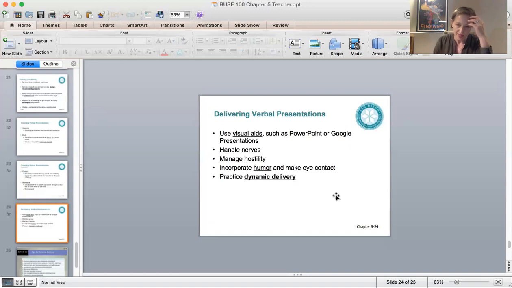Research says that being a little bit nervous actually helps speakers make better presentations. That's based on research, meta-data. So if you're a little nervous, that's okay. That helps you to be better at what you do. And surprisingly, hostility is actually easy to manage.